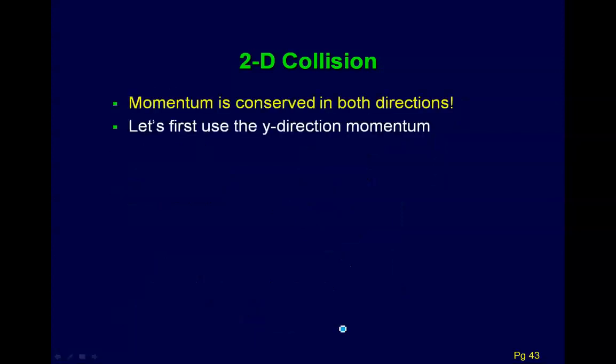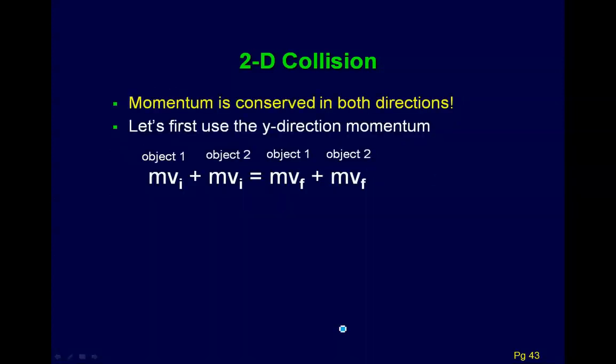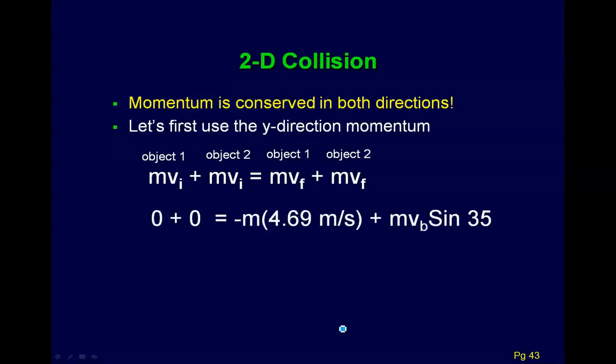Once you have those, you can write your equation. Let's start with the Y direction momentum. In the Y direction, neither of the pucks are moving initially. We have X going this way and Y going this way, and the pucks are moving this way initially, not up and down, so it's 0. Afterwards, we've got negative m times 4.69, because that puck is moving downwards in the Y direction, and then m VB sine 35 for the other puck.